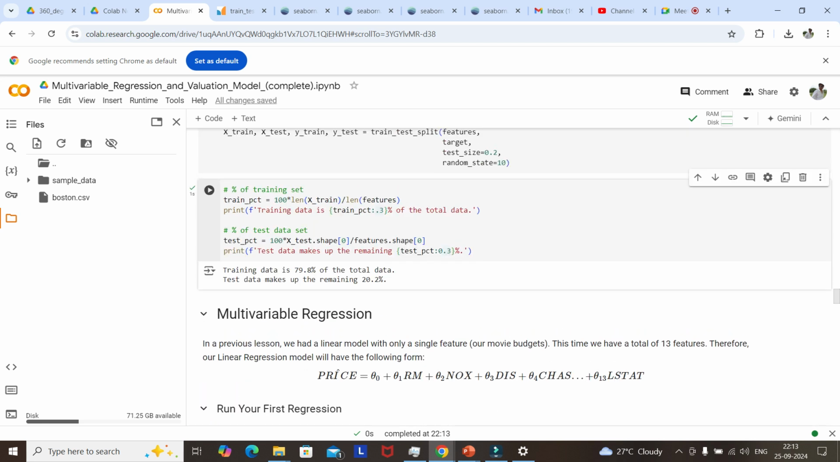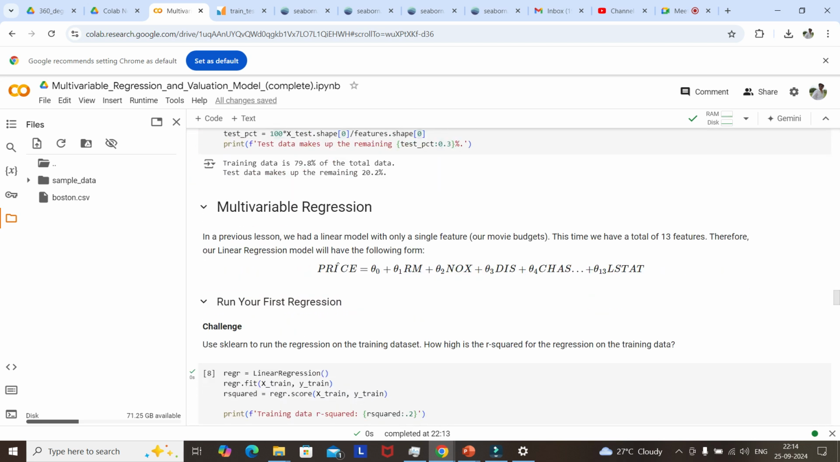If you see here, we have used length here, but here we have used shape of 0. Both are the same, because this is a data frame and this is also a data frame. Whenever we call the shape attribute, it generally returns a tuple with rows and columns. To access only rows, we use the 0th index, times 100. So the training data is at 79.8%, and the test data makes up 20%. It's the same thing, right? It's 0.8 and 0.2, and when we convert it into percentage, it is 80% and 20%.